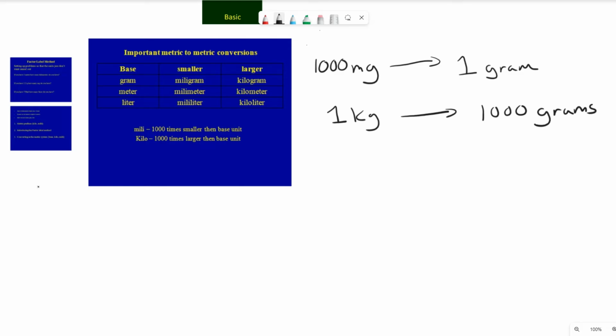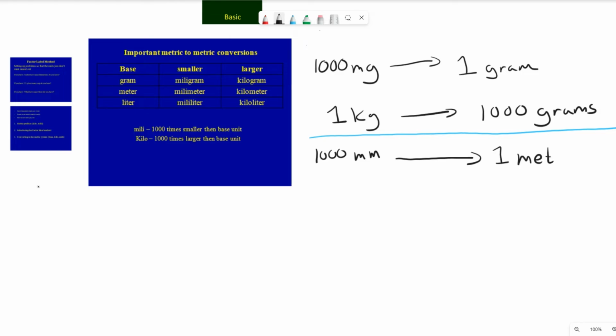And we could do the same thing with length and volume. So if we take a look at length, if I have 1,000 millimeters, that's 1,000 times smaller than a meter. A millimeter is 1,000 times smaller than a meter, so you need 1,000 of them to equal 1 meter. And then if you're going to look at a kilometer, a kilometer is 1,000 times larger than a meter.